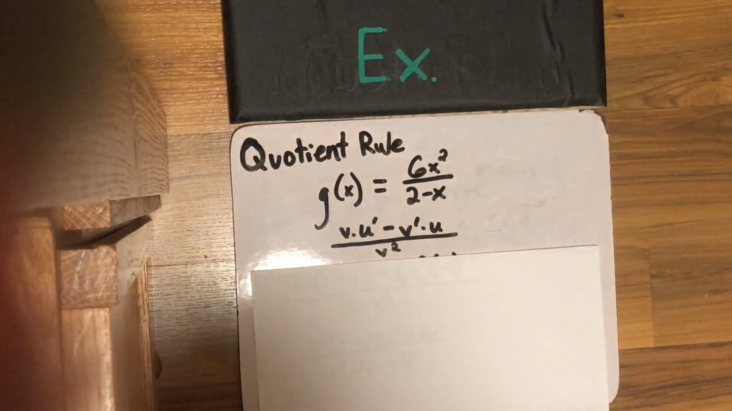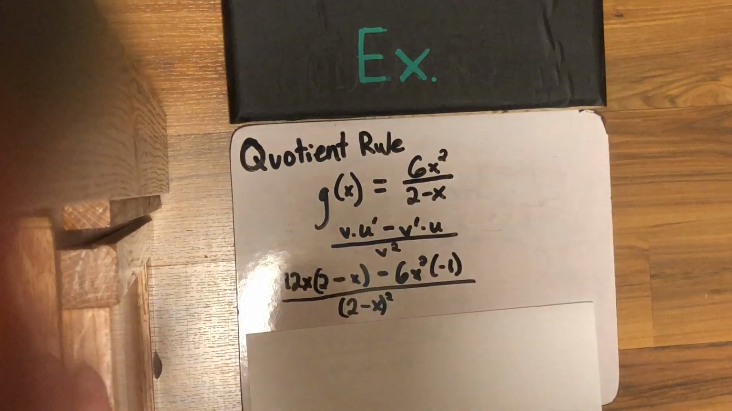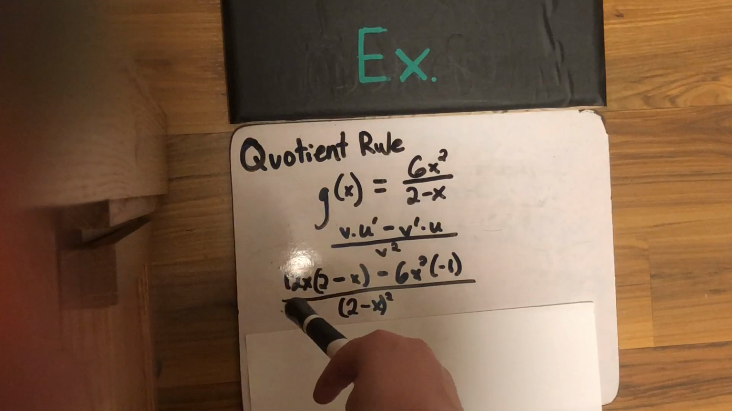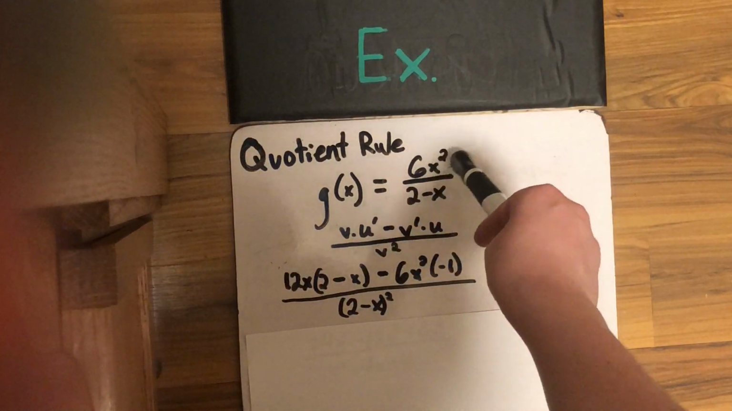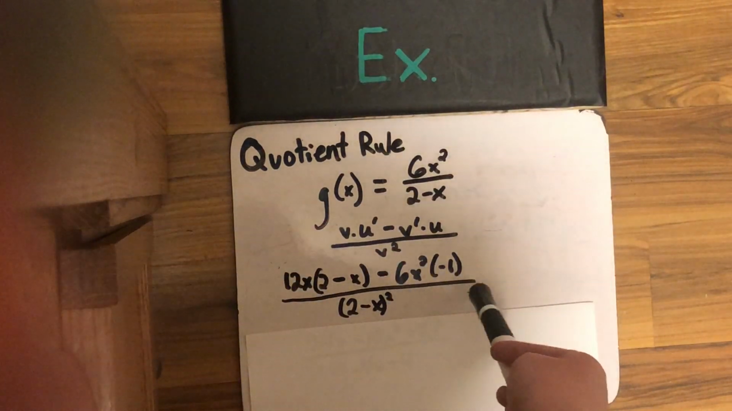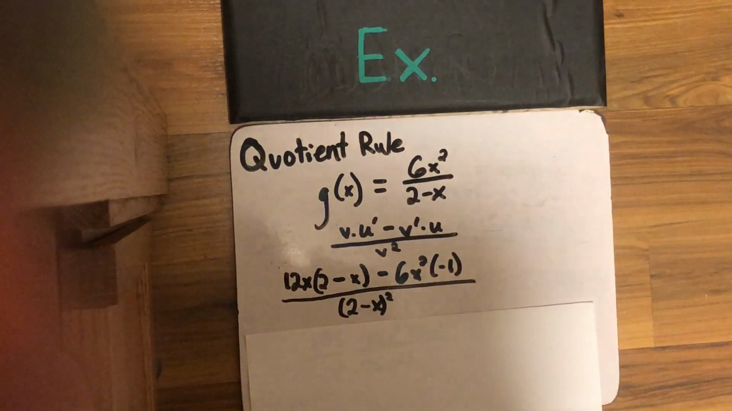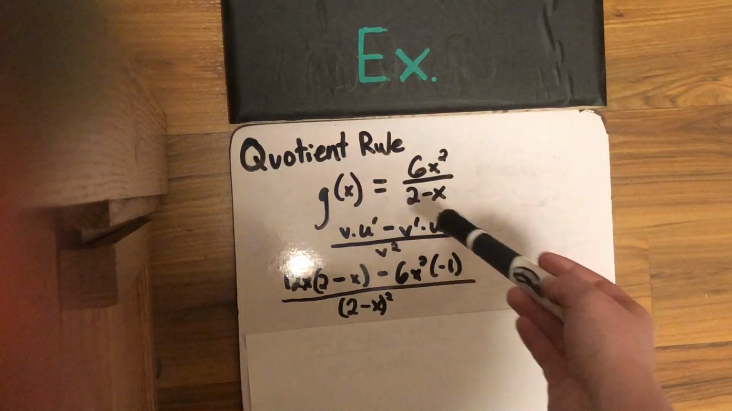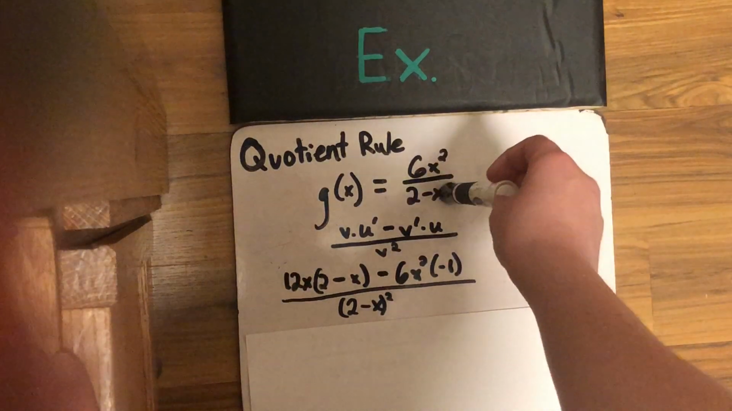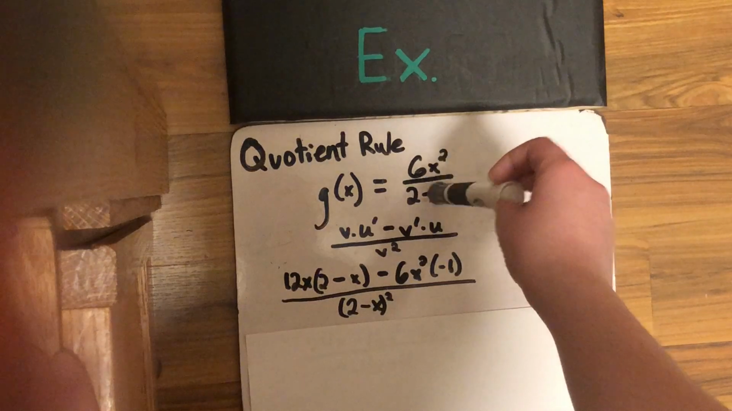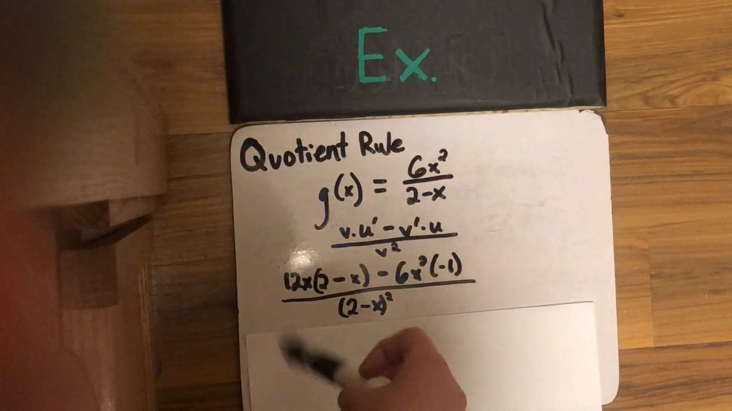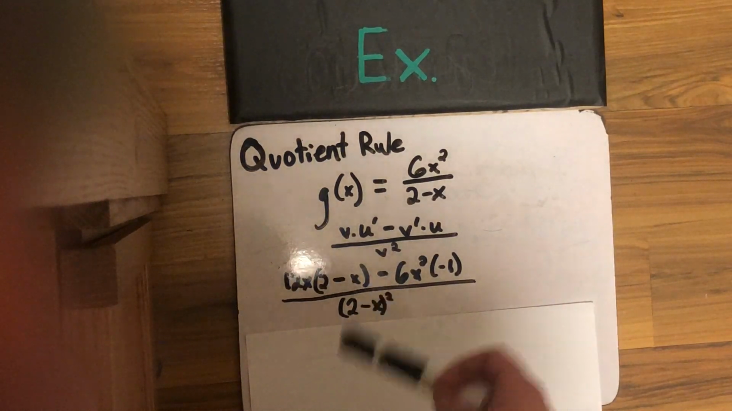If you follow this formula and plug in your numbers, you will have 2 minus x for v times 12x for u prime, because 2 times 6 is 12, minus 1 in the exponent is just 1, which you don't have to write in, minus 6x squared times negative 1, because v prime is negative 1, because negative x is just imaginary. We can't see it because we don't write it in, but 1 here times negative 1 is just negative 1. Minus 1 is 0, which gets rid of the x, you have negative 1. All over v squared, so 2 minus x squared.